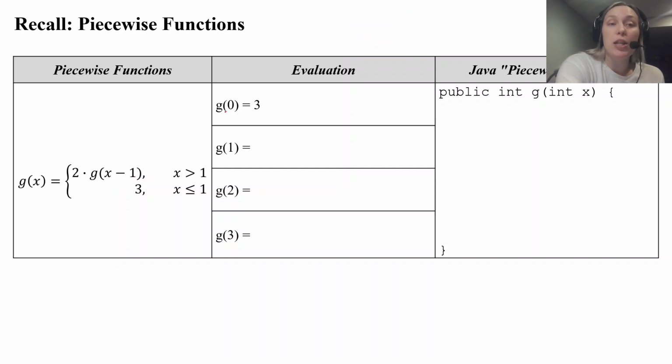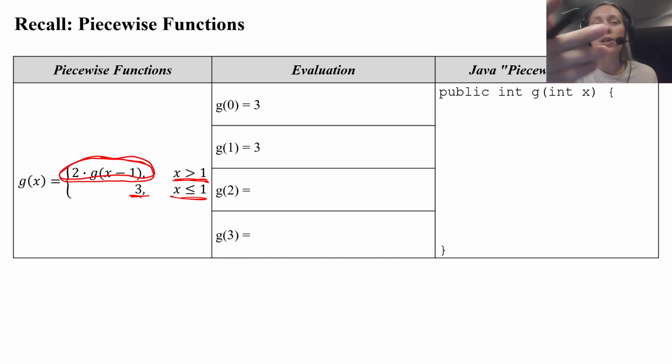So like g of 0, okay? 0 is less than or equal to 1, so it's just a 3, right? Same thing with a 1. 1 is less than or equal to 1, so it's going to evaluate to 3. Okay? Now let's get into g of 2, right? 2 is greater than 1, so I'm going to evaluate this using this.